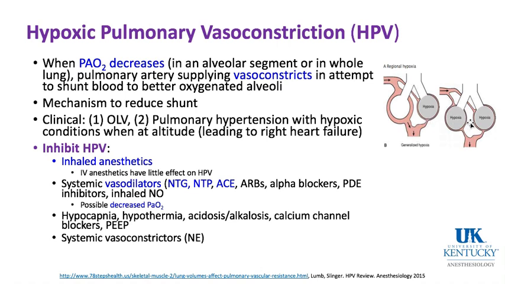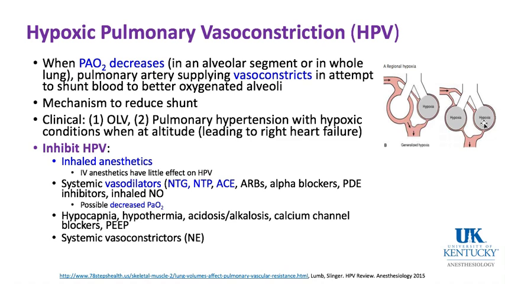The graphic on the far right also shows what happens if all the alveoli are hypoxic inside. PAO2 is low, all the blood vessels constrict, and that would be an example of someone at high altitude breathing very low oxygen, and they can get pulmonary hypertension. So hypoxic pulmonary vasoconstriction is a mechanism to reduce shunt.